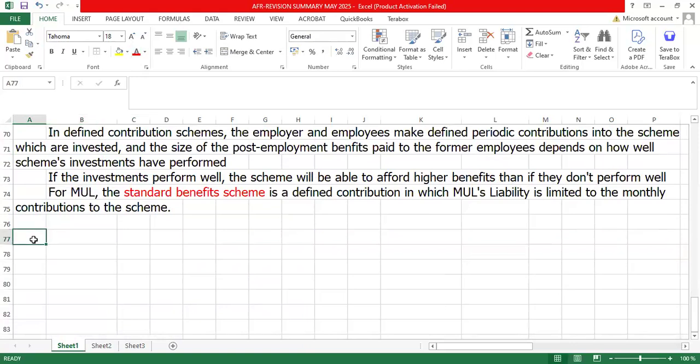Now let's talk about the defined benefit scheme.